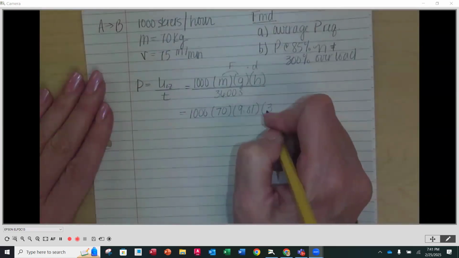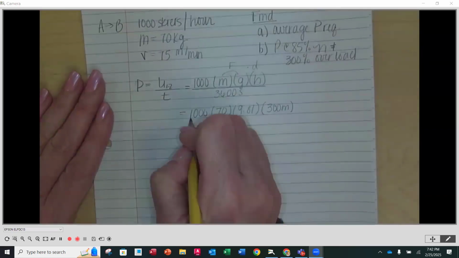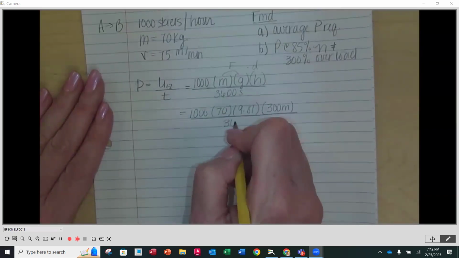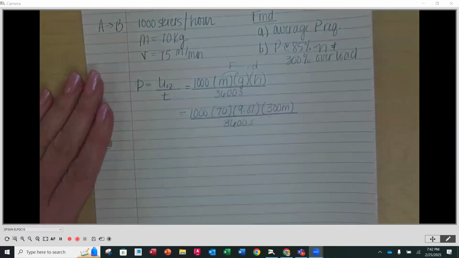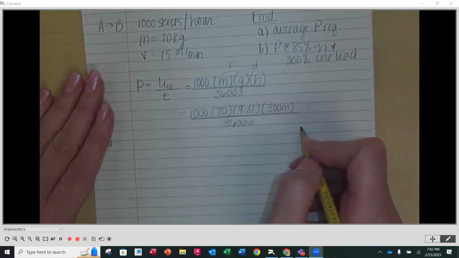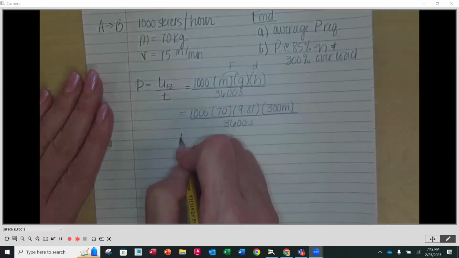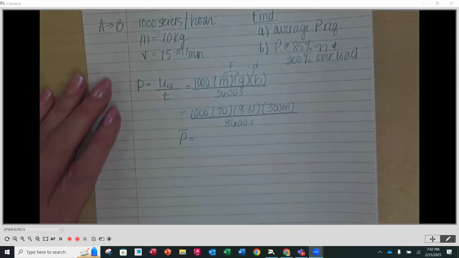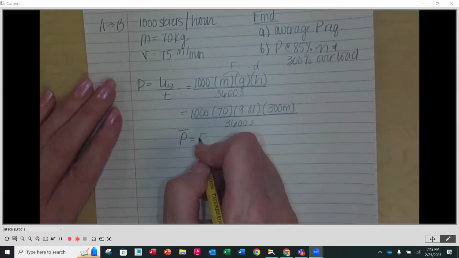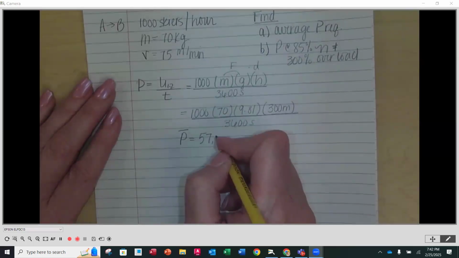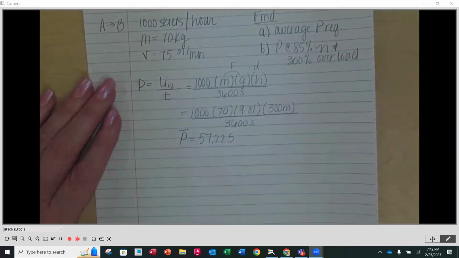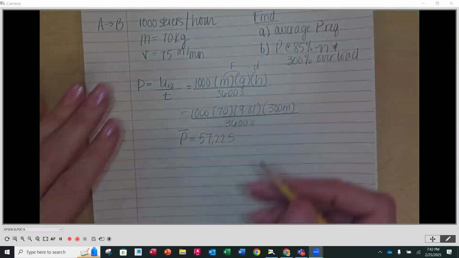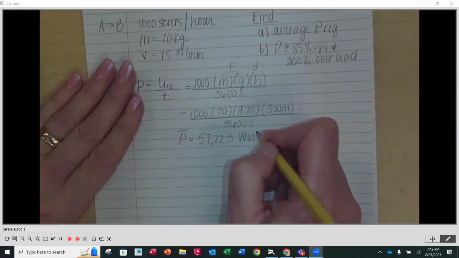Divided by 3,600 seconds. So our average power, I'm going to put a line over the top. You see that a lot for average. Average power should be 57,225 watts, and make sure you check this on your calculator.